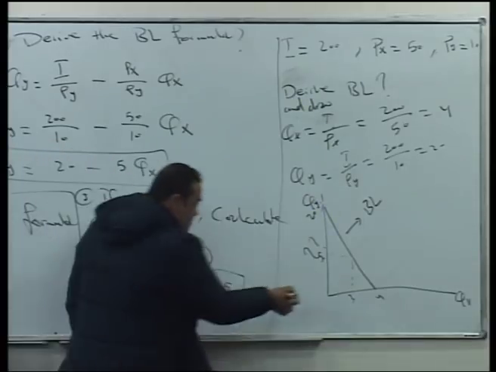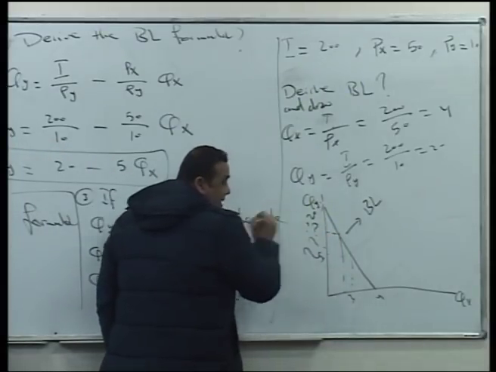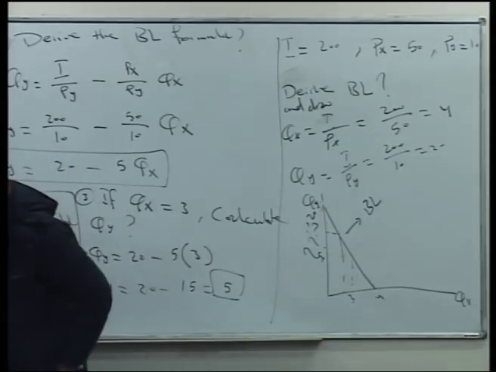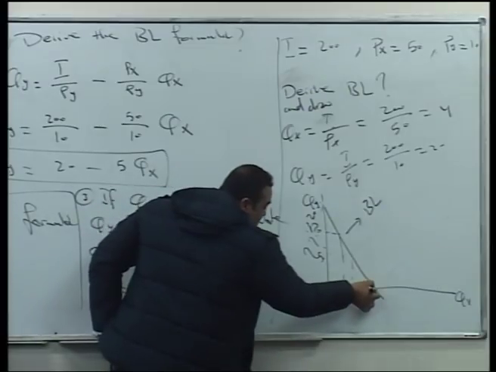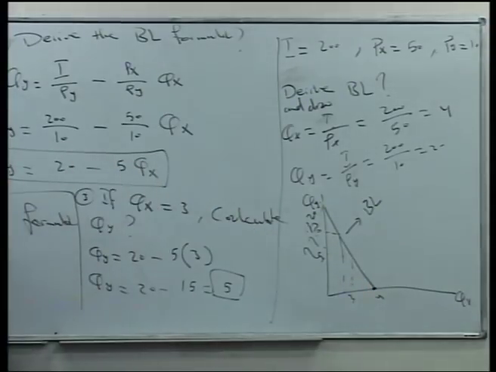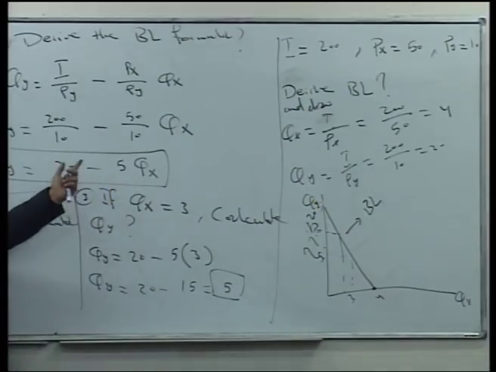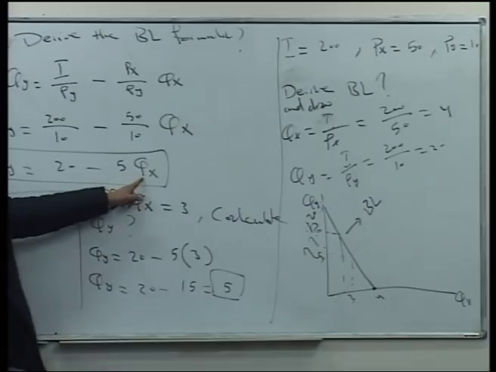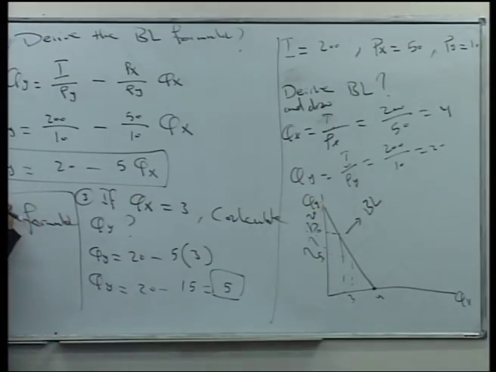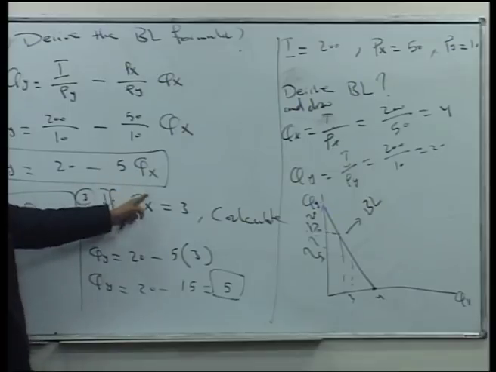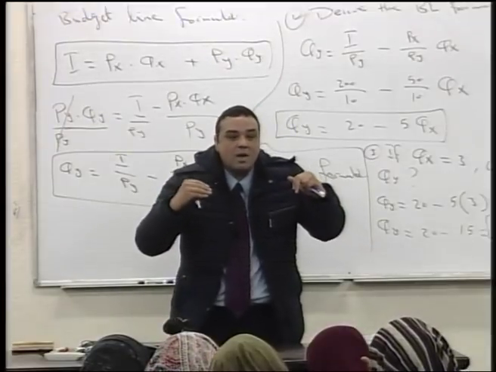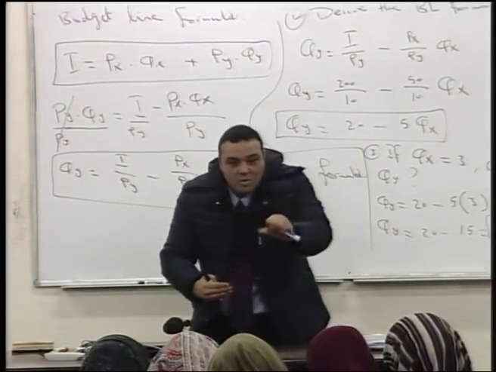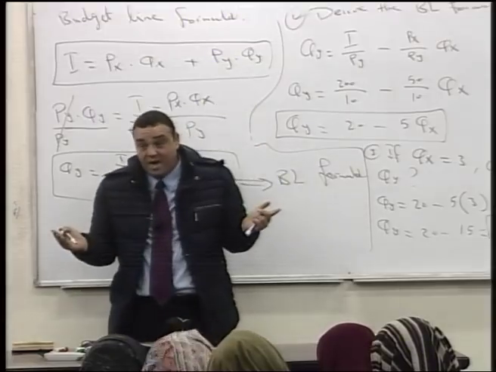What if he wants to buy 2, how many will he buy? He will buy more. Right? He will buy 10. What if he wants to buy 4, how many will he buy? 0. Try it. If the consumer tends to buy 4 units of X, how many units of Y will he buy? 0. 20 minus 20 is 0. That's it.